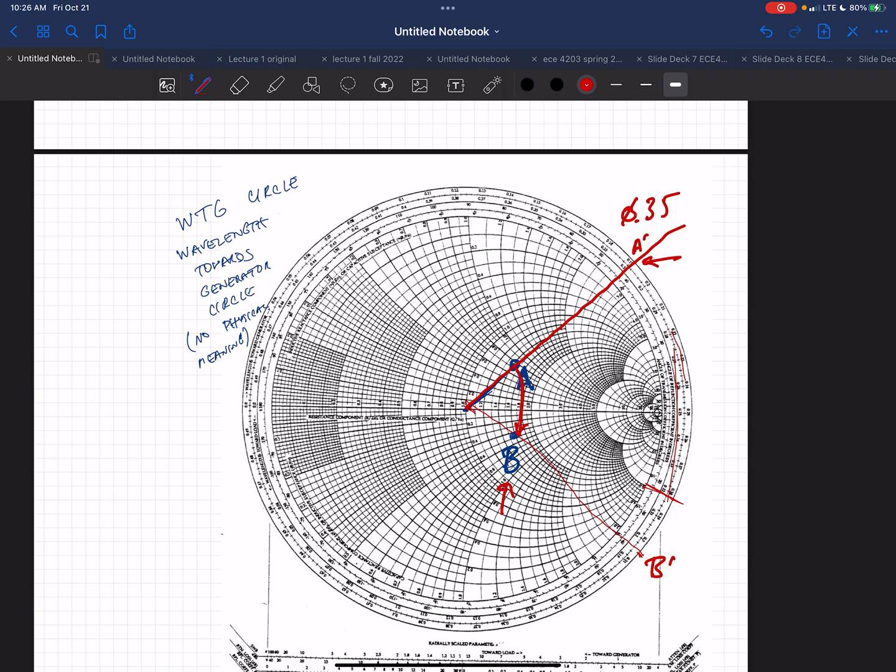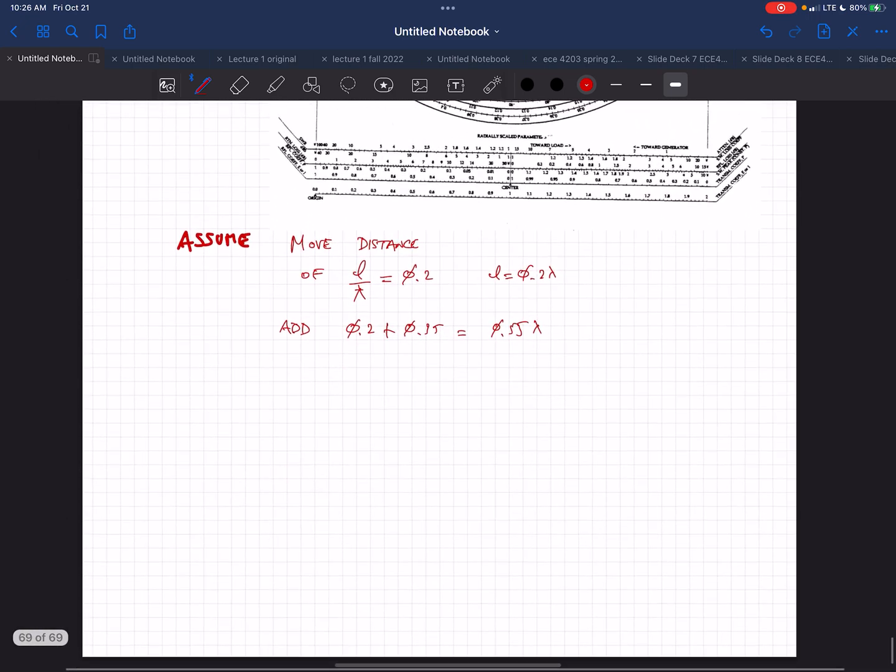Daniel, you have a question? Yeah, why do we use the wavelength towards generator instead of wavelength towards load? What's the difference between the two of those? So it's exactly like that. Wavelength towards generator is, well, that's a really good question. Let's see.